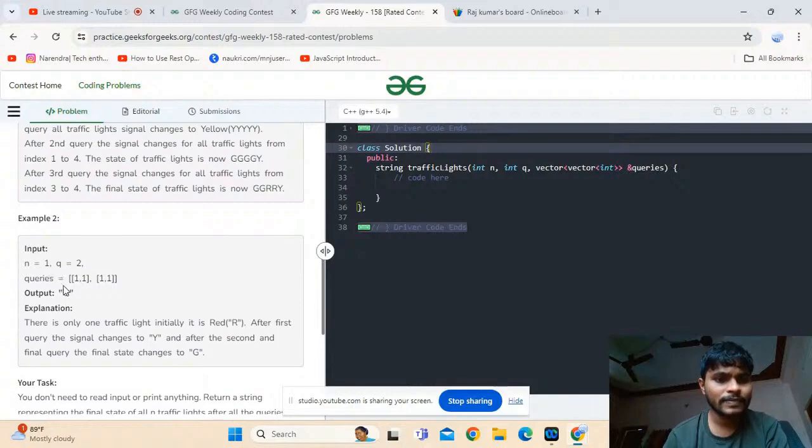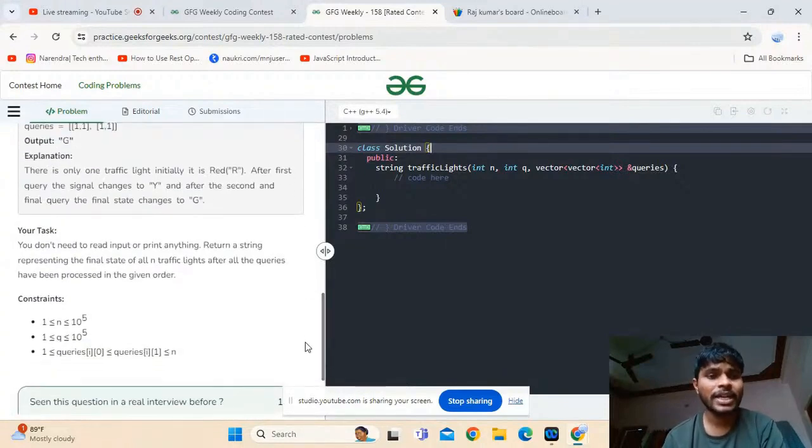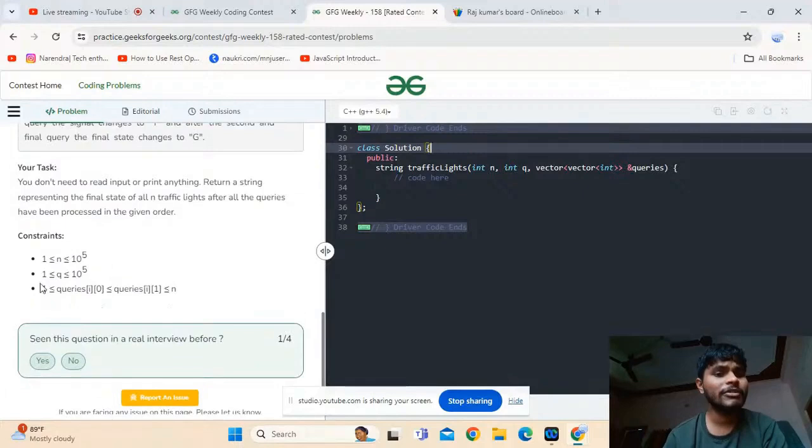Let's take this test case. A similar type of question was asked in my recent interview, but not this much stuff. That question was very easy, and the constraints were up to 10 power 5. Here the constraints are given only up to 10. That question we can solve by using two loops. If you use two loops here, we will get time limit exceeded.